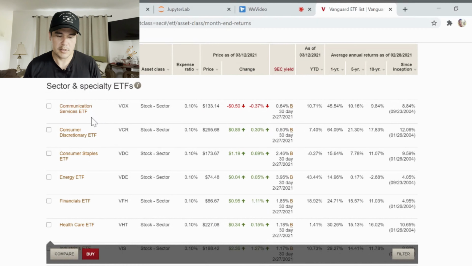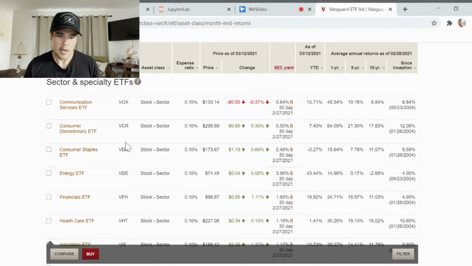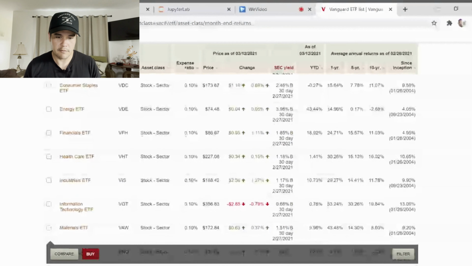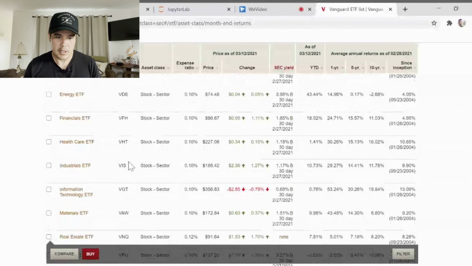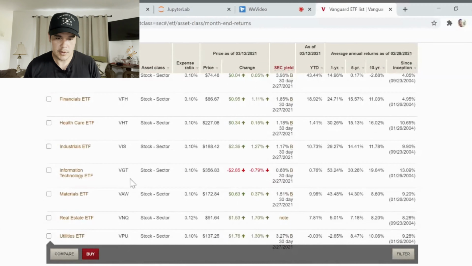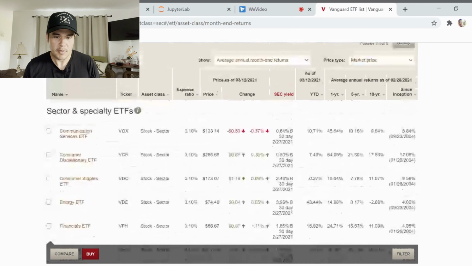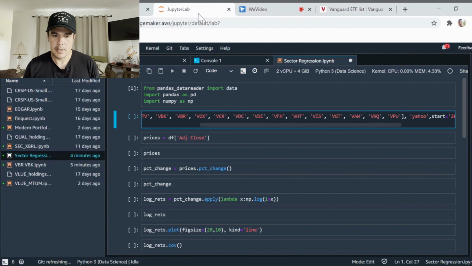We have the communications services sector, VOX, VCR is consumer discretionary, VDC is consumer staples, VDE energy, VFH financials, VHT health, VIS industrials, VGT information technologies, VAW materials, VNQ real estate, and VPU utilities. And the reason why I'm using the Vanguard funds, and I mentioned this in my last video, is that they encompass the entire spectrum of large, medium, and small caps for each of these sectors. Okay, so let's get back to our regression.